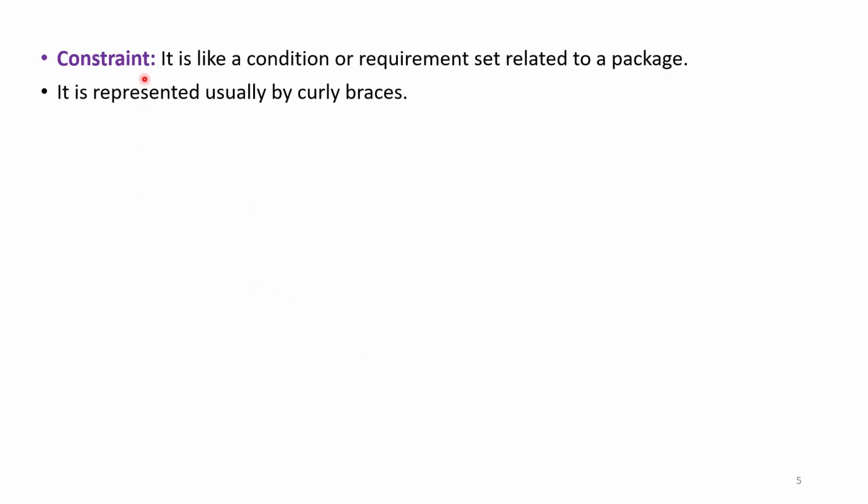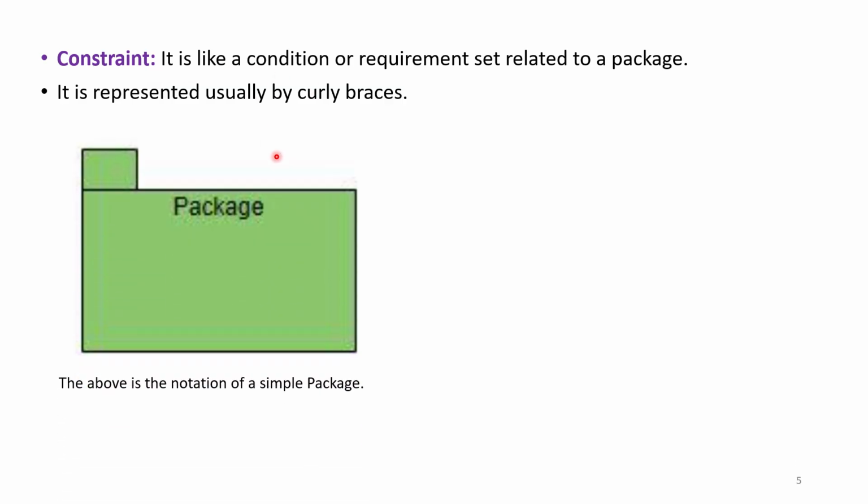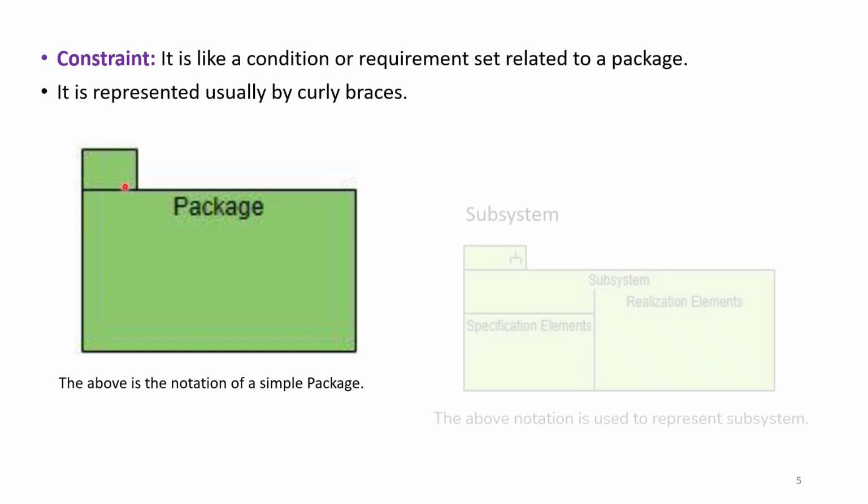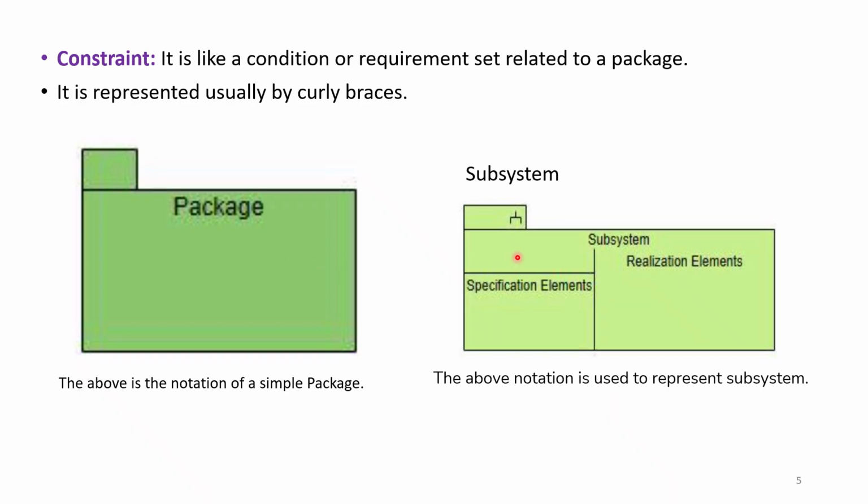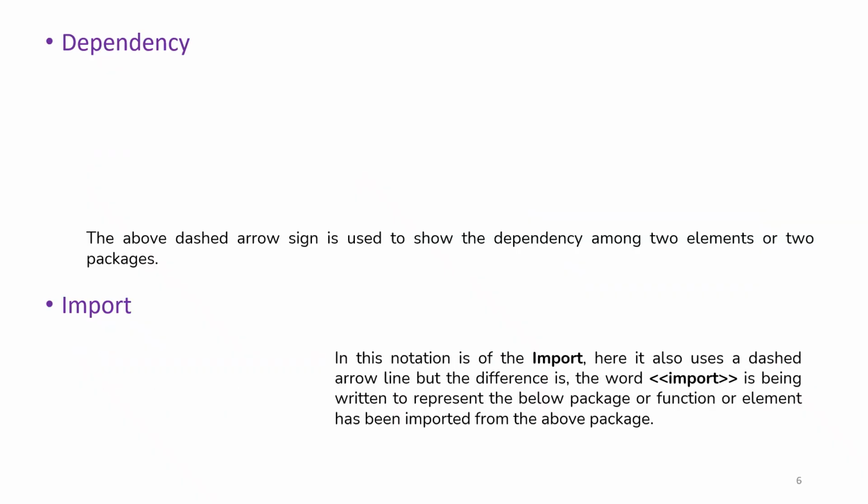There can also be some constraint. Based on the constraint, the content can be formed together in a single package diagram. The content is usually written in curly braces. This is the general representation of the package diagram, where the package contains multiple elements, and the top corner indicates the uniquely identified name of the package. If the package contains multiple subsystems, the condition on which the elements are grouped together needs to be written here with this symbol.